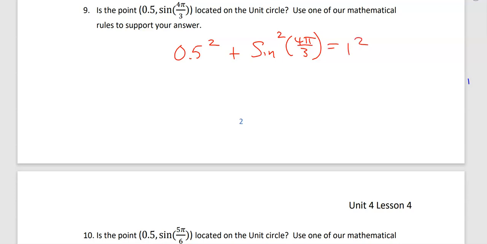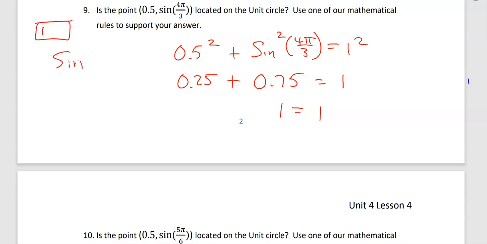So 0.5 squared is 0.25. Sine of 4 pi divided by 3, if I square that, you have to make sure your calculator is in radians, otherwise you'll probably get a wrong answer. So 0.75, and 0.25 plus 0.75 equals 1. So you get 1 equals 1.